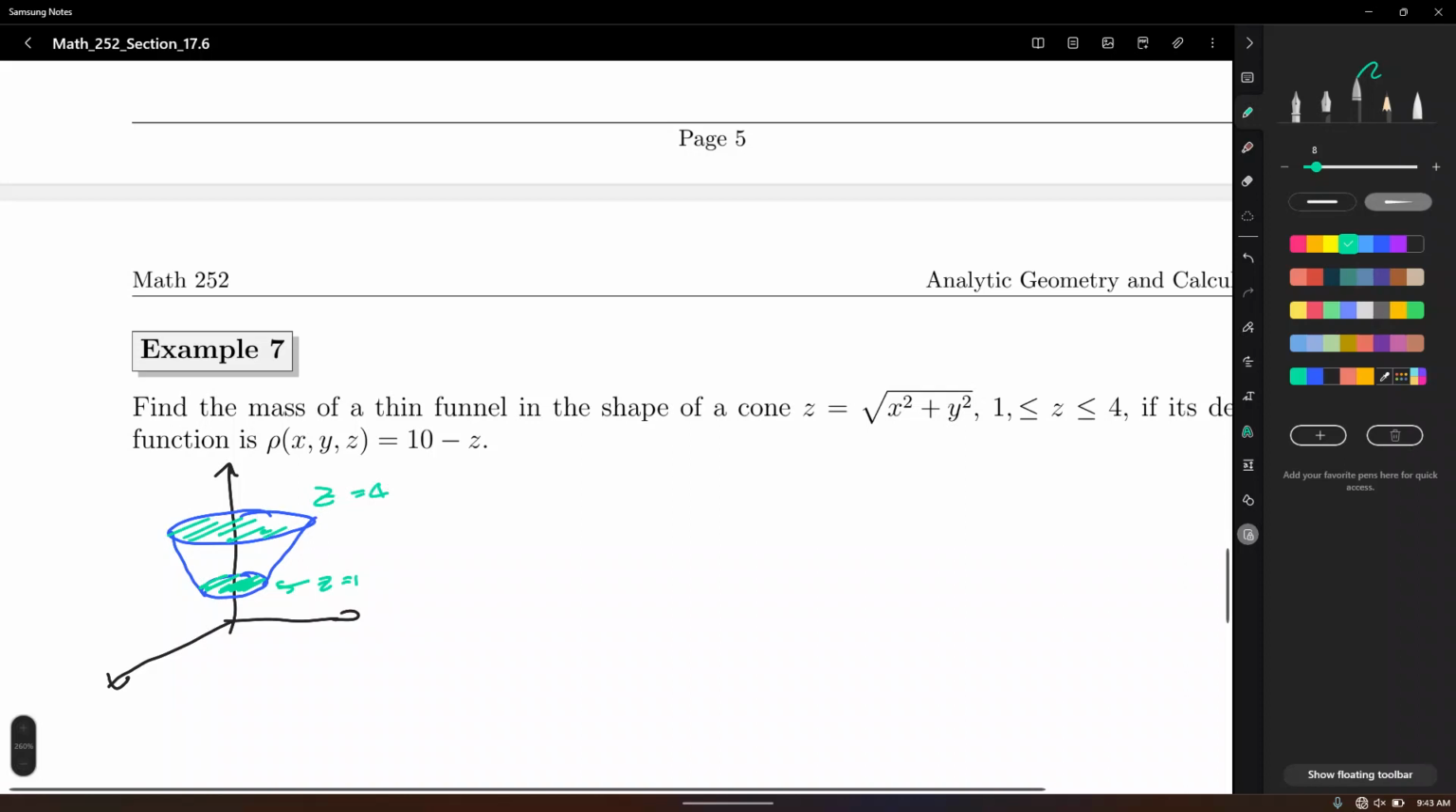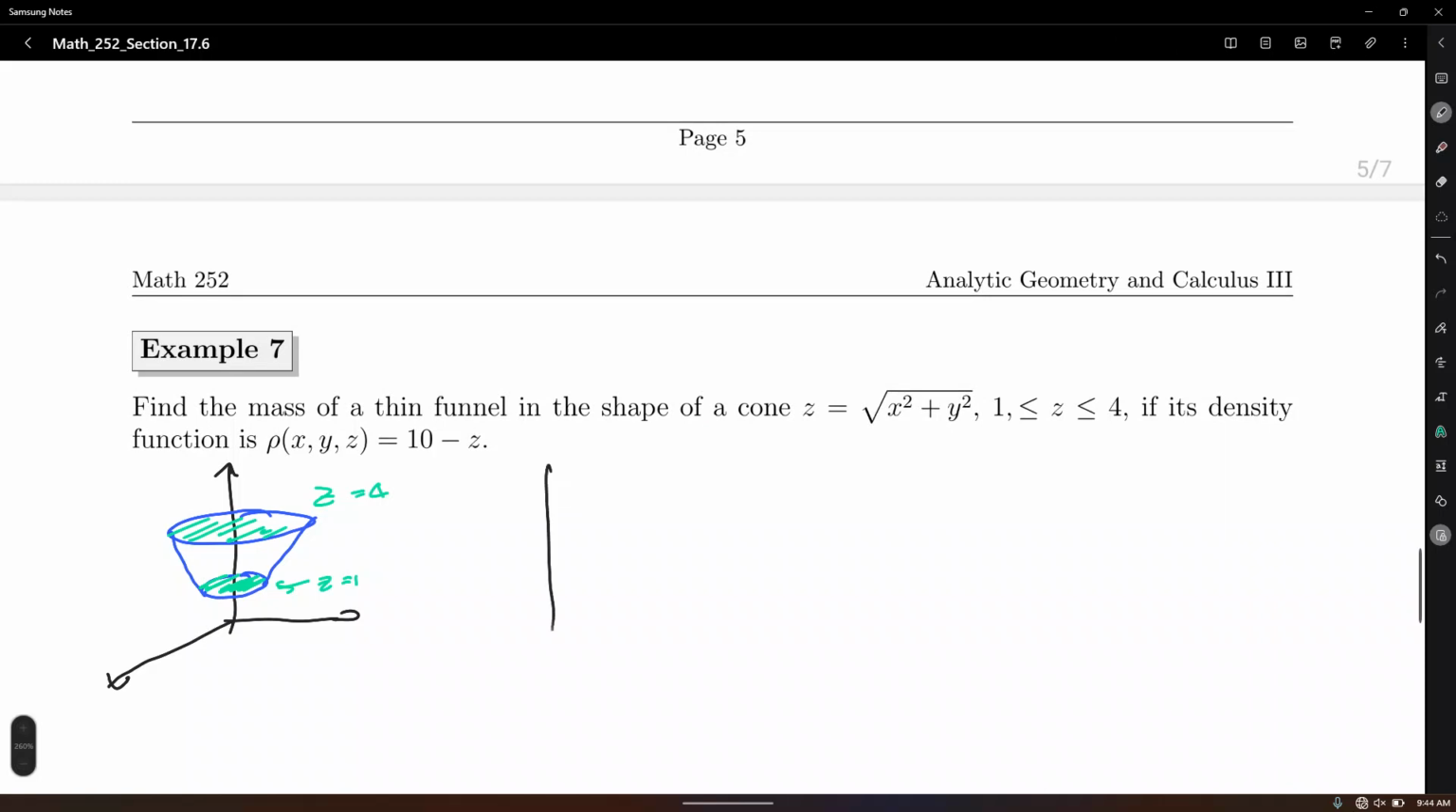All right, what do you guys say we look at the projection onto the xy plane? Isn't that going to look like this? Do you guys agree with this? If you look at this funnel from the top, you're going to see that projection. Well, what are the radii of this?